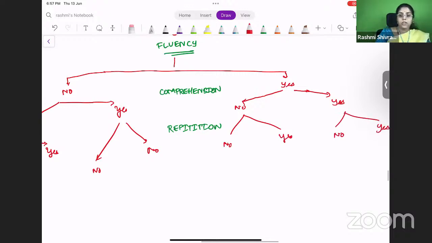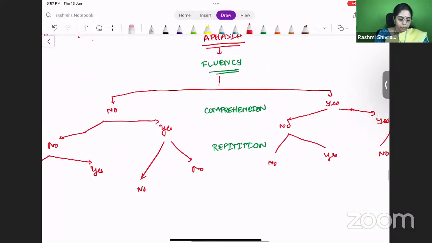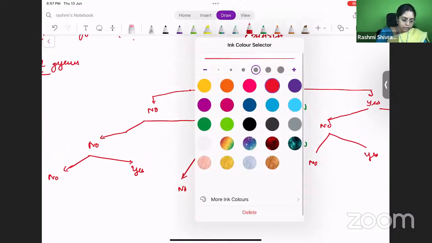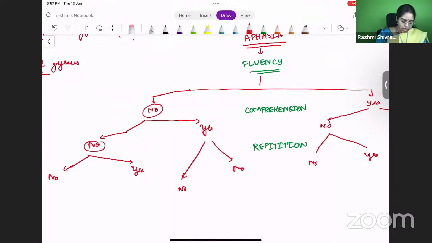Okay, so let's see. The patient is not having any fluency, and there is no comprehension and there is no repetition. So none of it is present. So the patient is having global aphasia, right?